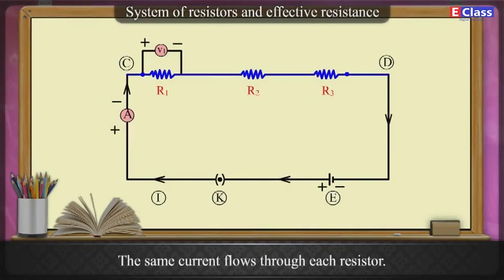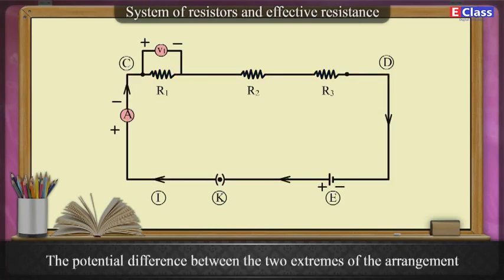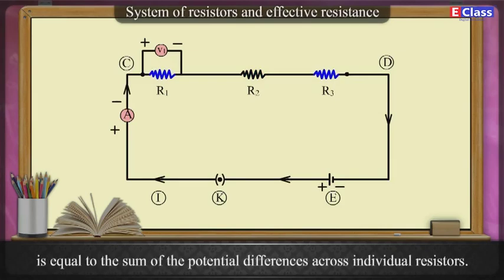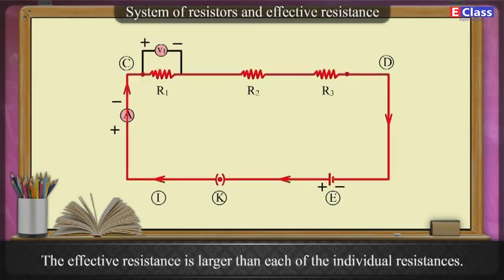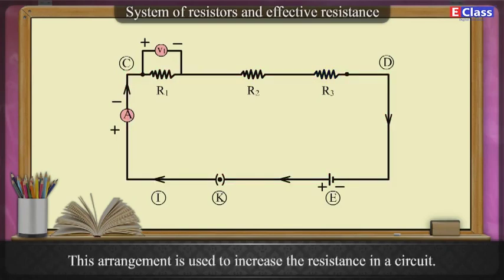If resistors are connected in series, 1. The same current flows through each resistor. 2. The effective resistance of the resistors is equal to the sum of their individual resistances. 3. The potential difference between the two extremes of the arrangement is equal to the sum of the potential differences across individual resistors. 4. The effective resistance is larger than each of the individual resistances. 5. This arrangement is used to increase the resistance in a circuit.